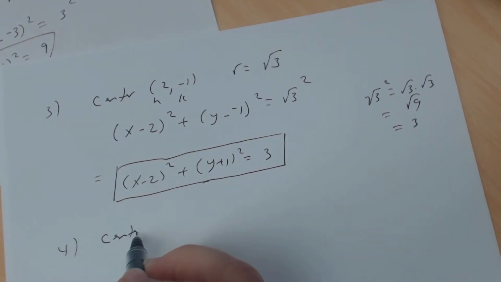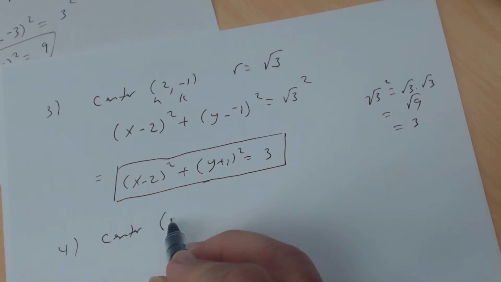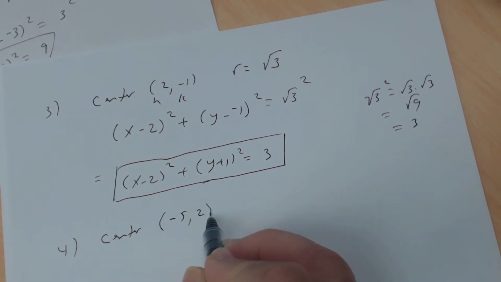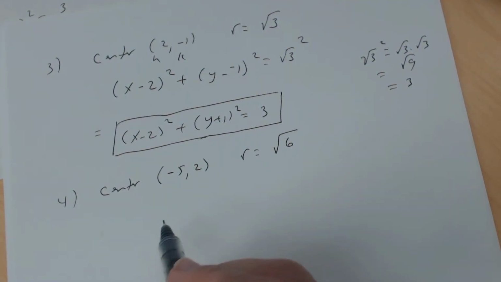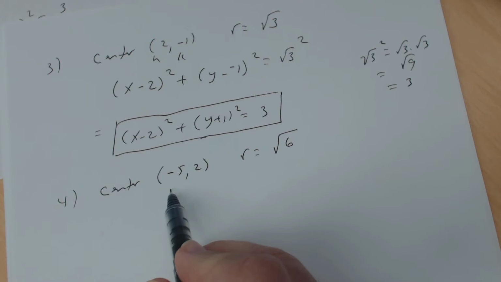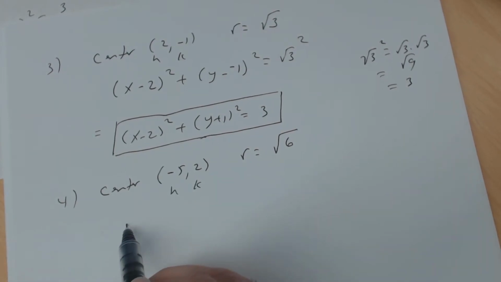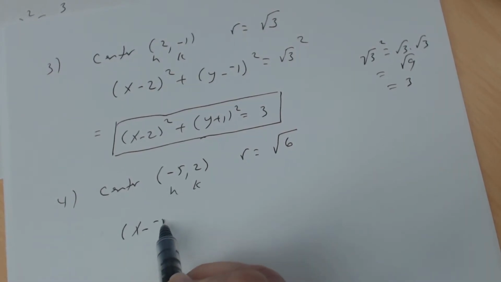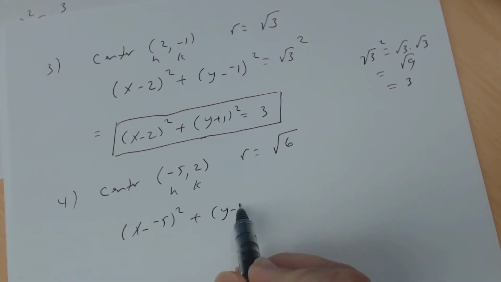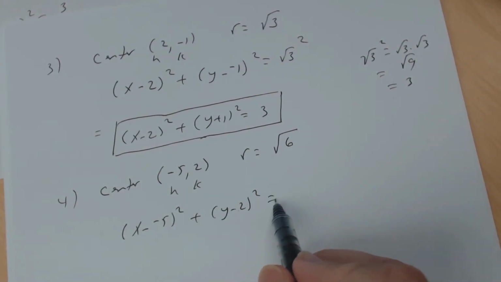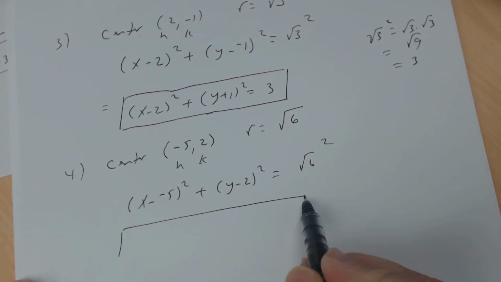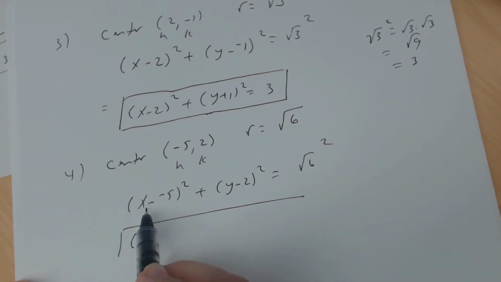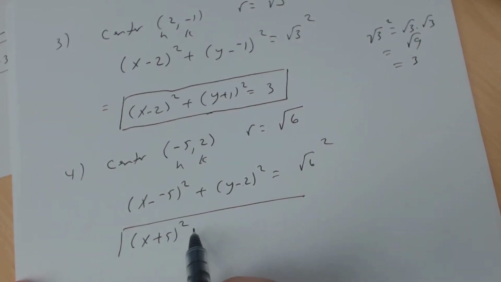All right, number 4. Suppose the center is negative 5 comma 2, and the radius is the square root of 6. So again, you're going to label this as h, k. It does help. So you're going to say x minus a negative 5 squared plus y minus 2 squared, so that's your k, equal the square root of 6 squared. So I expect you to simplify this. So the answer is going to be x subtract negative 5 is x plus 5 squared, y subtract negative 2 squared.